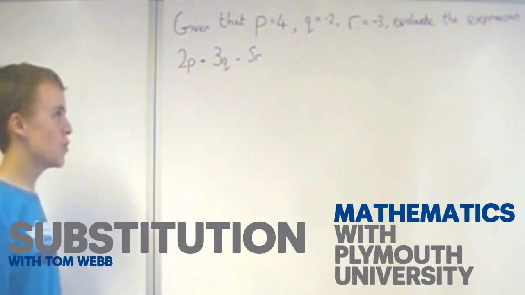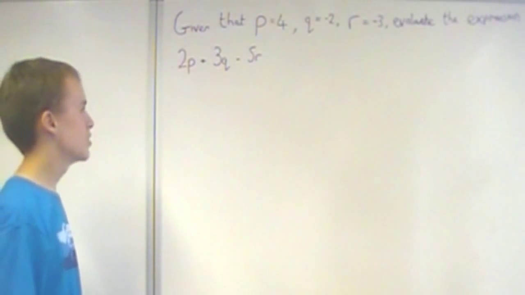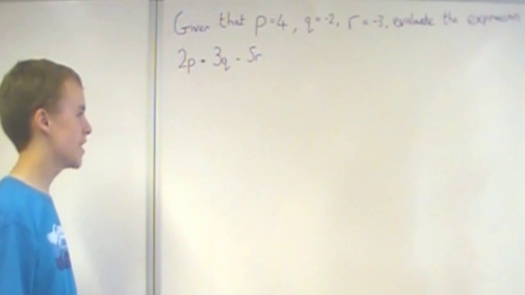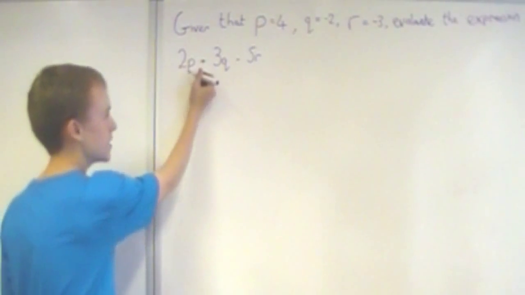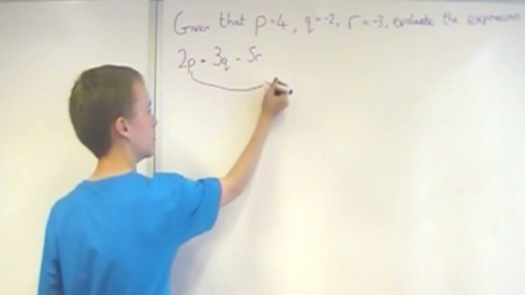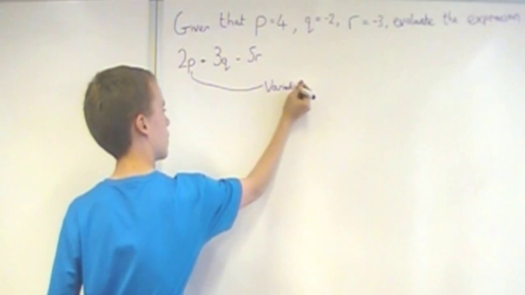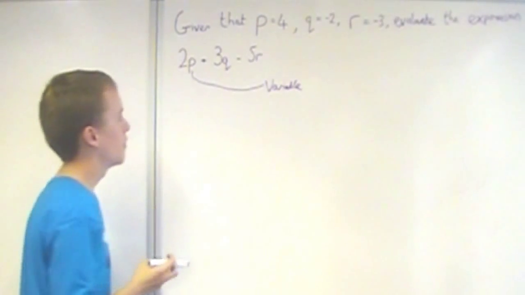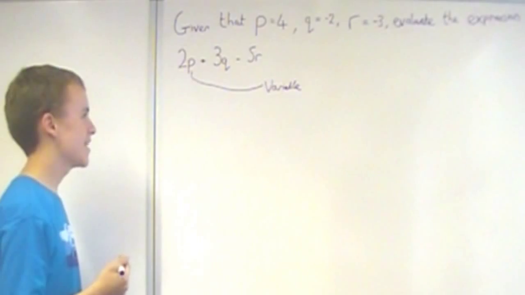Given that p equals 4, q equals minus 2 and r equals minus 3, evaluate the expression 2p plus 3q minus 5r. So first of all, there are a few terms that we need to cover. Each of these letters is known as a variable. A variable is any unknown value and is represented in equations as a letter.